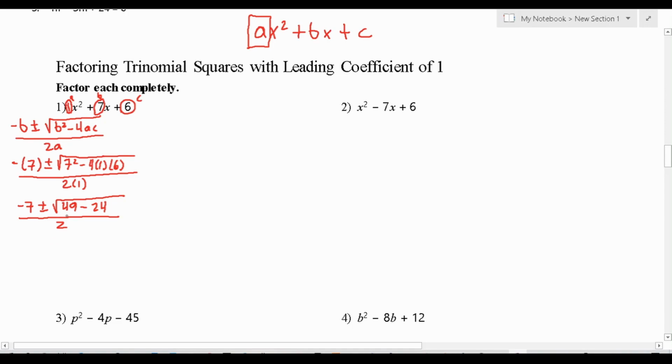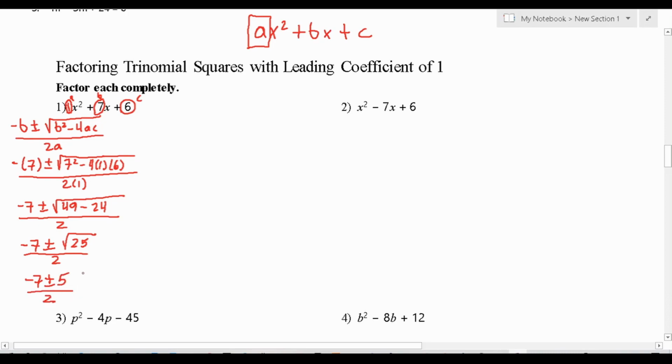So now we're just going to keep reducing this, and I'm going to skip a step here because I'm going to do this math mentally. Again, I'm going to do negative 7 plus or minus the square root of 49 minus 24, which is 25, all over 2. Let's keep working this out. The square root of 25 we should know is 5, so negative 7 plus or minus 5 over 2.